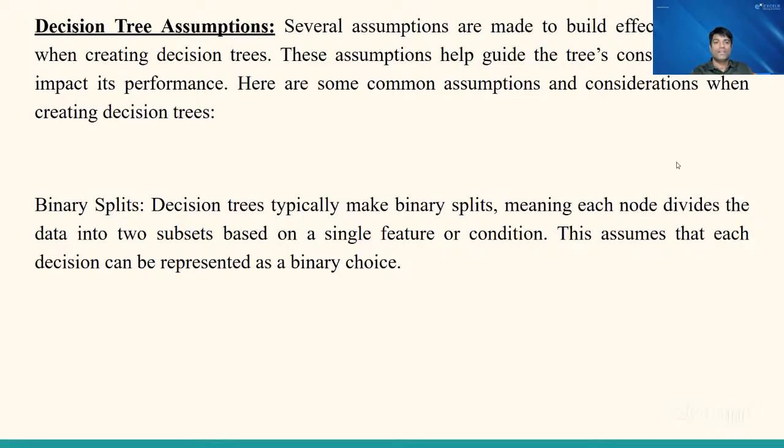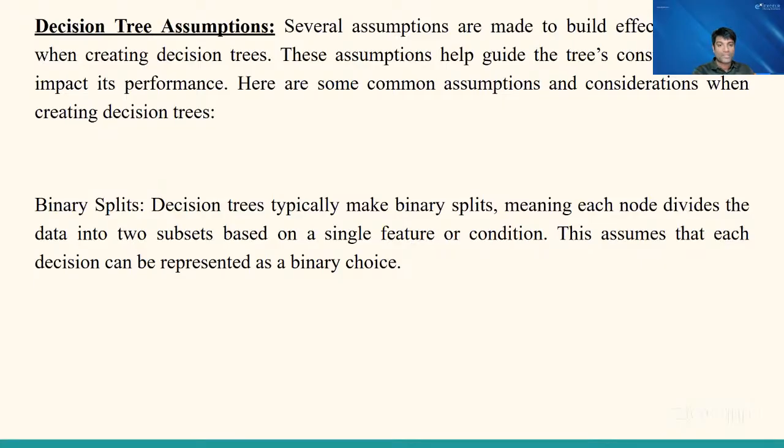Okay, so there are certain assumptions where the decision tree is used. Some of the common assumptions are the binary splits. Basically, the decision tree makes binary splits, meaning that each node divides into two subsets based upon the features. This is a choice where a particular node makes at least two splits.